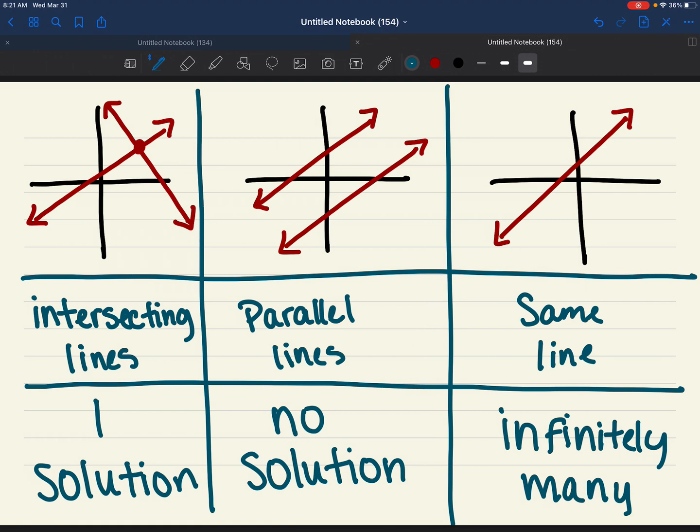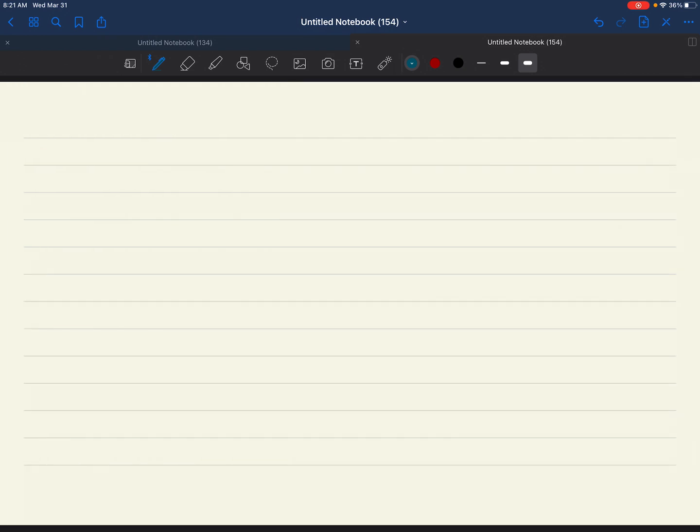Okay? The easy two to remember are one solution and no solution. Because one solution, you're going to see the one place they intersect. No solution, they're going to be parallel. They'll never cross or touch. Infinitely many would be the same line. Can there be more than two lines on there? No, not on today's. We're only doing two equations. Okay? Any questions on that?